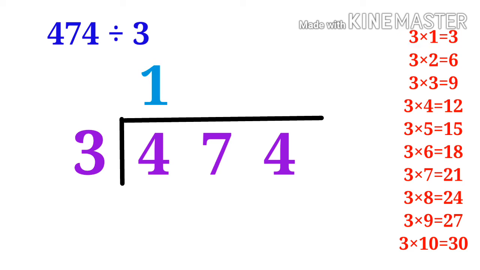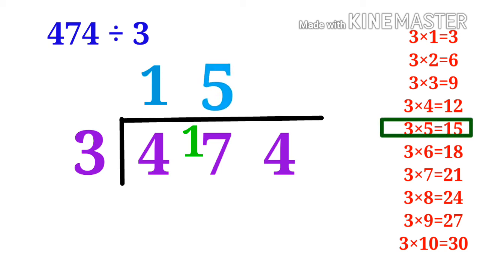Now, as usual, we subtract the 3 from 4. So we get 1. But remember, this subtraction has to be done mentally. We only write the remainder 1 to the left of the next digit, that is 7. Now, the next number to be divided becomes 17. We'll check how many 3's go in 17. It's 5. So we write 5 above.